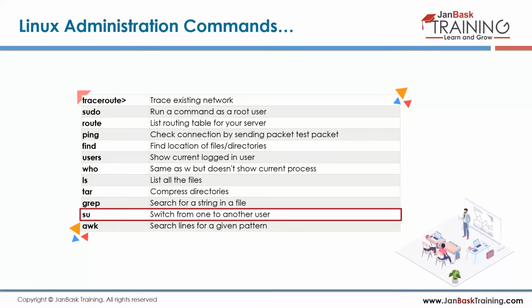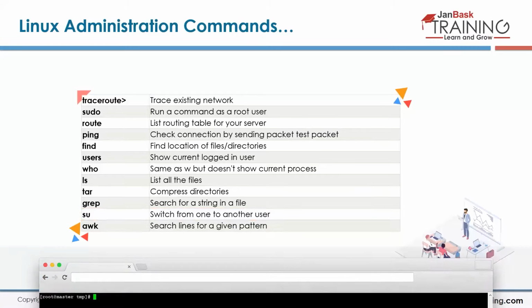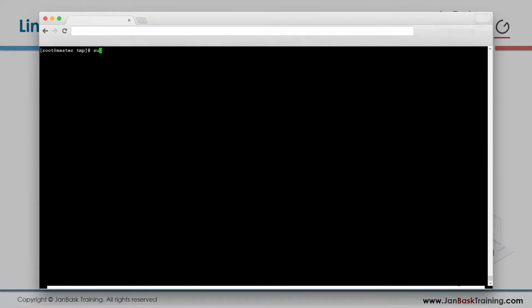The su command is just to switch user. Su is a switch user command. Say here I'm logged in as which user, who won't give me that output. Here I am logged in as a root user with sudo privileges. How do I know that I have sudo privileges? I am having the hash prompt with me. Hash prompt is the privilege prompt.